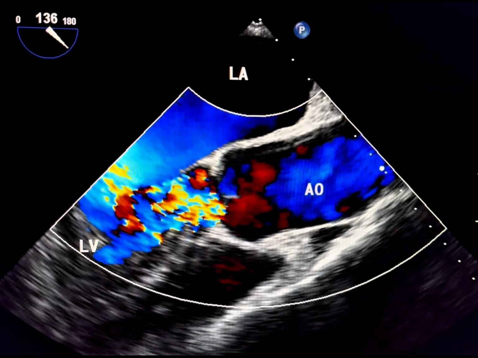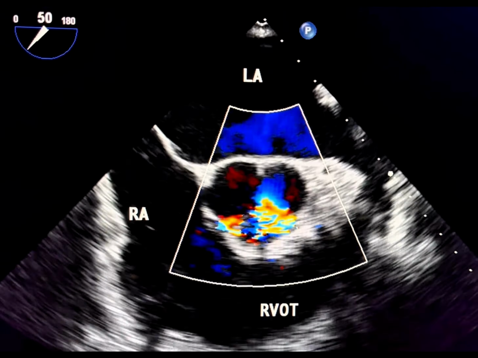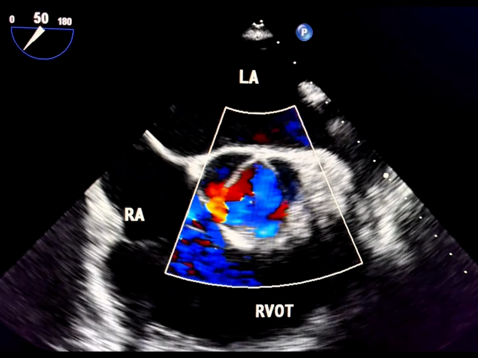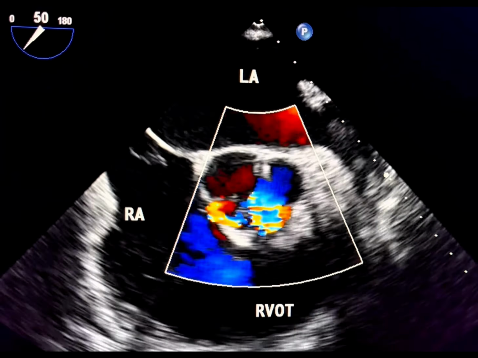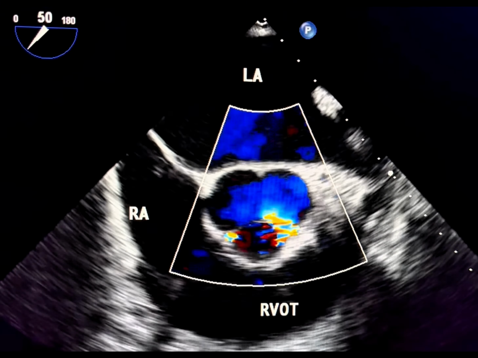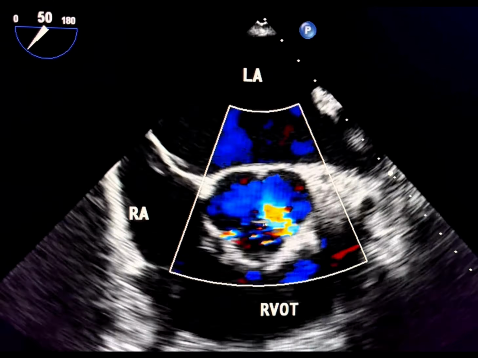This is another case of severe aortic insufficiency (AI). The aortic cusps are not thickened or calcified, but severe eccentric AI is seen at the junction of left coronary cusp and right coronary cusp of the aortic valve.